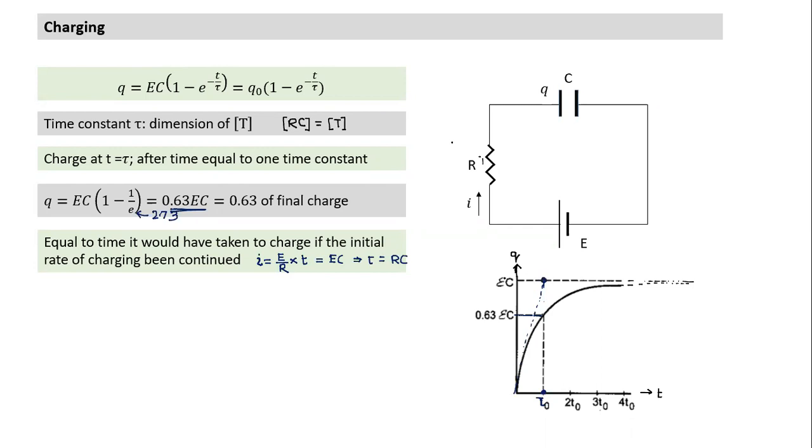The two ways, three things we understood. Hopefully, what are the three things? The reason it is called time constant: it has the dimension of time. Second, the time constant affects the rate of charging. The time constant indicates the time taken to acquire 63% of the total charge. Third way to understand the time constant: if the initial rate of charging were to continue, it would have taken time equal to the time constant to acquire the full charge.